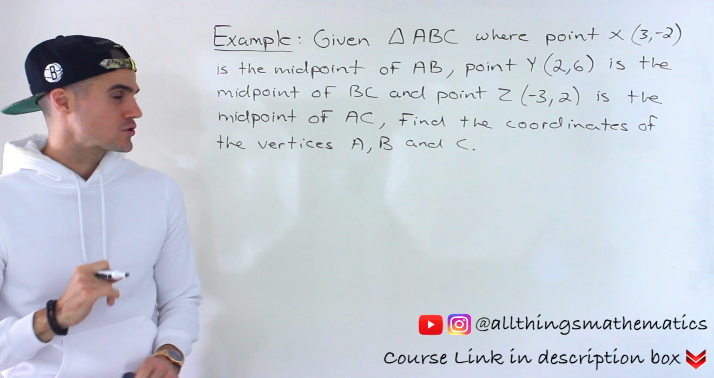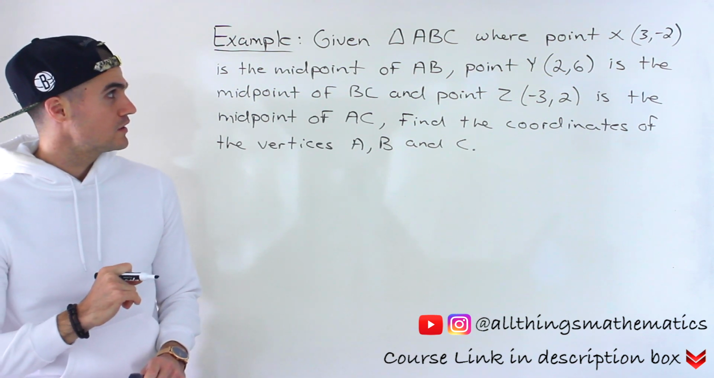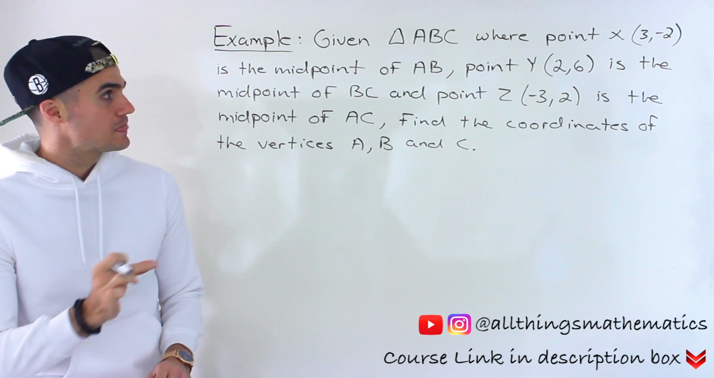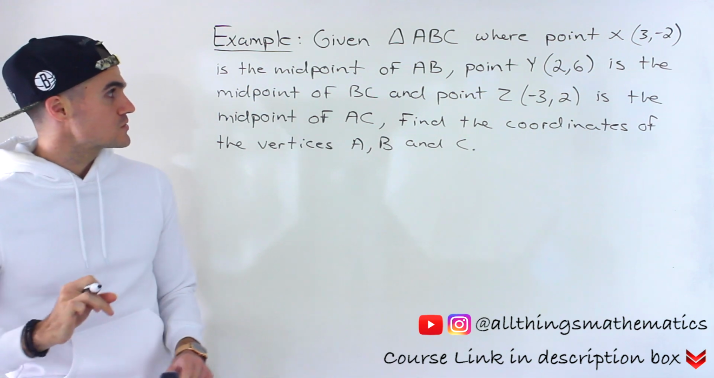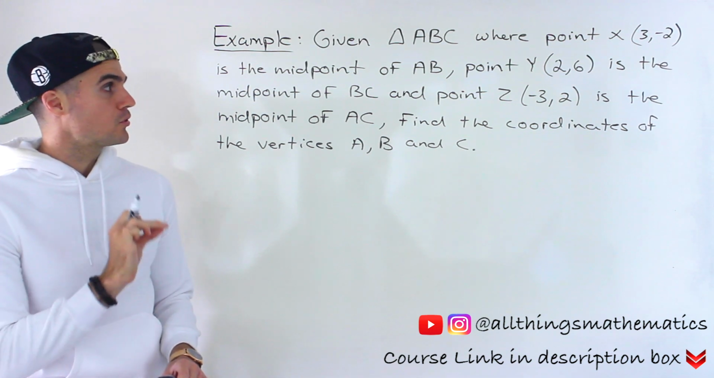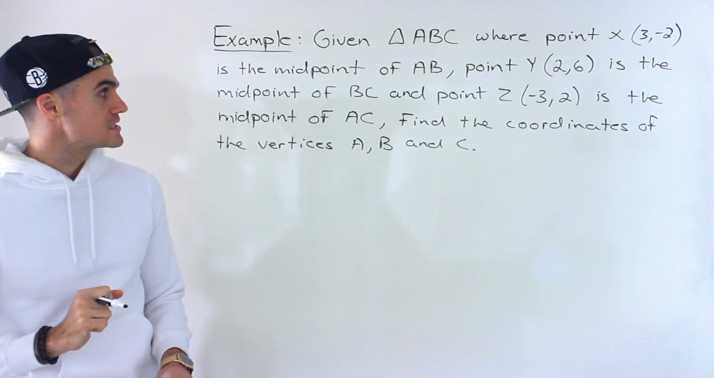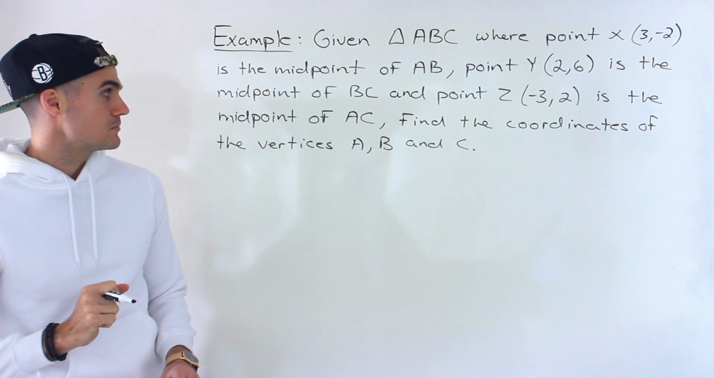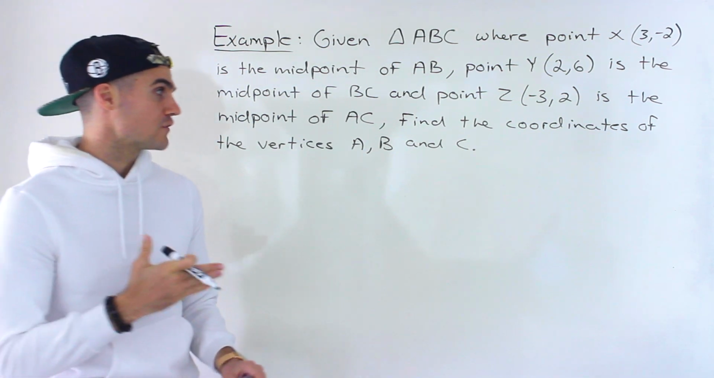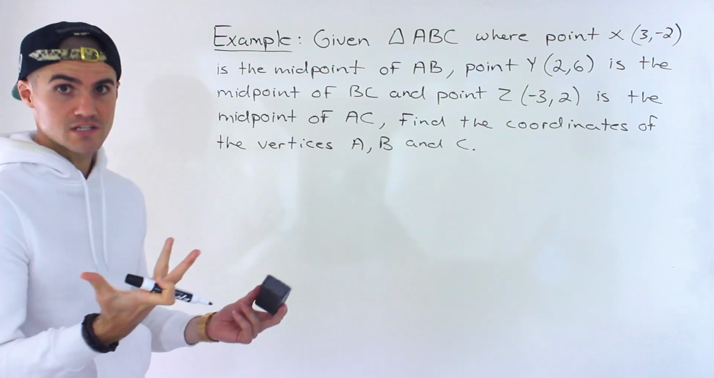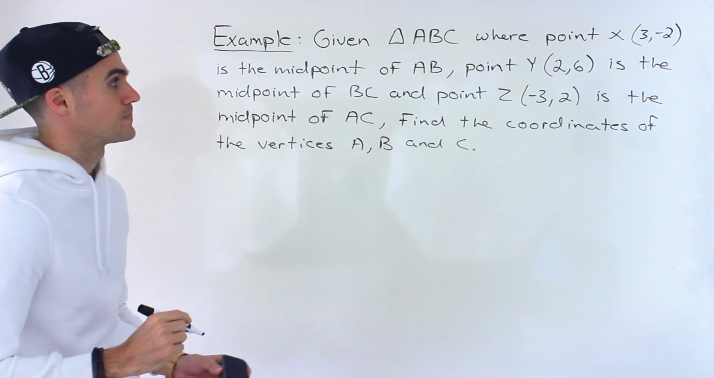This one's going to be fairly tricky, fairly unique. So we're given a triangle A, B, and C, where point X (3, -2) is the midpoint of AB, point Y (2, 6) is the midpoint of BC, and point Z (-3, 2) is the midpoint of AC. We have to find the coordinates of the vertices of the triangle A, B, and C.